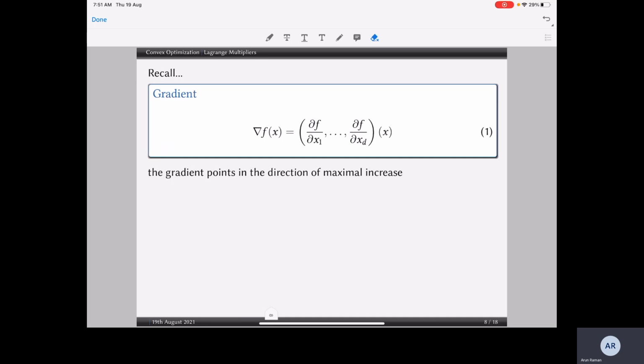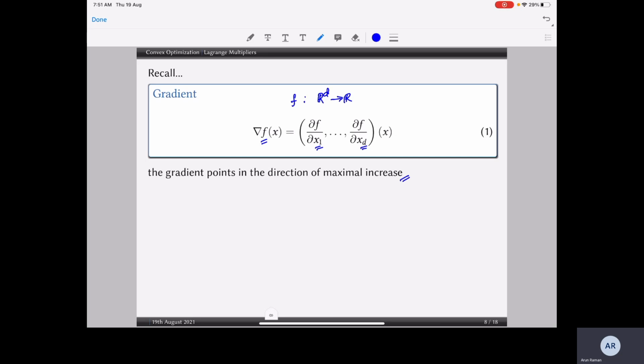Before going into the Lagrange multiplier method, we'll revise some basics of what a gradient is. If we have a function f, the gradient of f is the vector of partials. So f is a function from R^d to R. It has d dimensions, d independent variables x1 to xd. The gradient is just the vector of partials with respect to each of the independent variables. One thing to note here is that the gradient points in the direction of maximal increase.